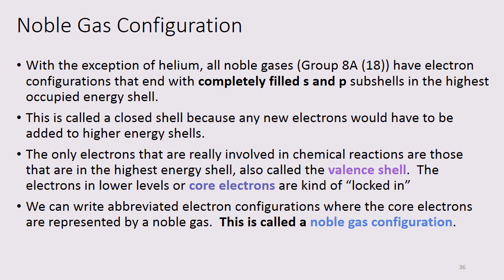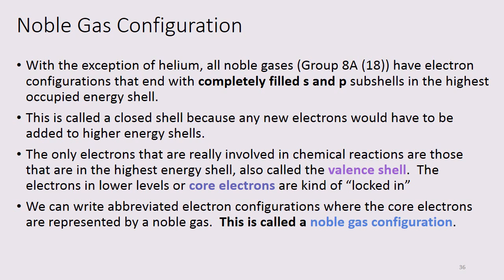noble gas is in. We call this a closed shell because the next electron would have to go to the next highest energy level. So after argon, for example, which is 3p6, even though there are 3d orbitals, before we can get to them, we have to go to the fourth shell, which is the highest shell. So the noble gases complete the energy shell. We call them a closed shell.